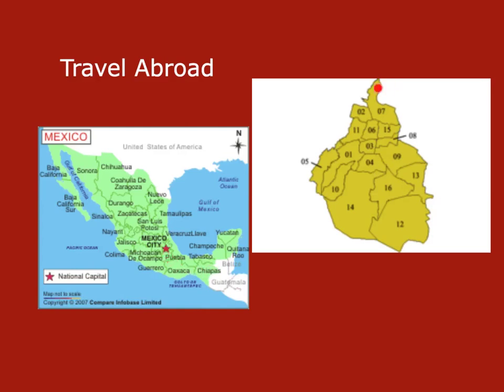Now you see this area right here, these are the delegaciones, or the districts of Mexico City that we'll be talking about. Notice that they are numbered. We are going to be paying a lot of attention to these numbers later on as we start to look for the delegaciones where the pictures and the city studies are taking place.